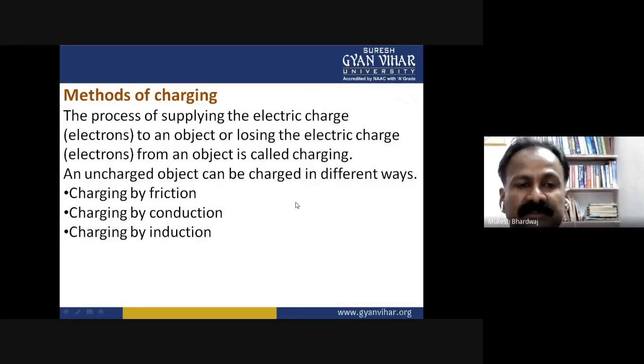So these are the three basic fundamental methods of charging. By friction, that is by rubbing, you can transfer the electrons, or by the conduction method, or through the induction method. Now let us discuss each method of charging one by one.